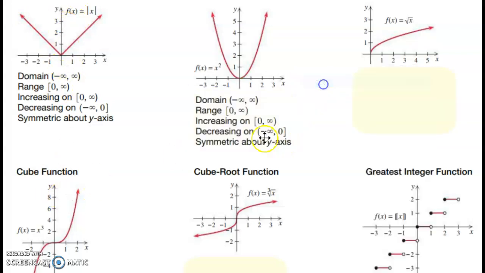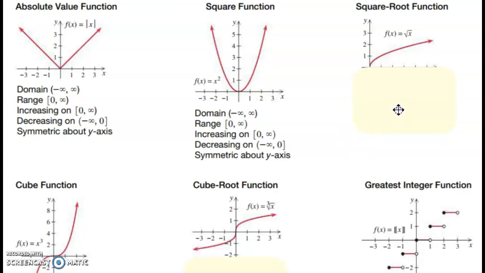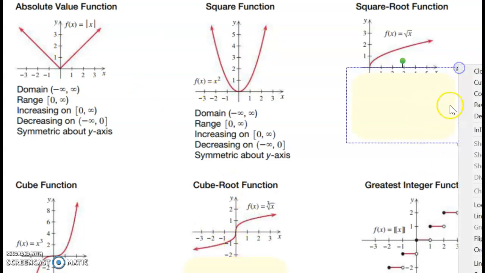Let's look at x squared, the square function. Sorry. This is called the absolute value function. This is the square function. Exact same domain, exact same range, exact same increasing and decreasing intervals, symmetric about the y-axis. Two different looking graphs though. One's a parabola and one's a V.